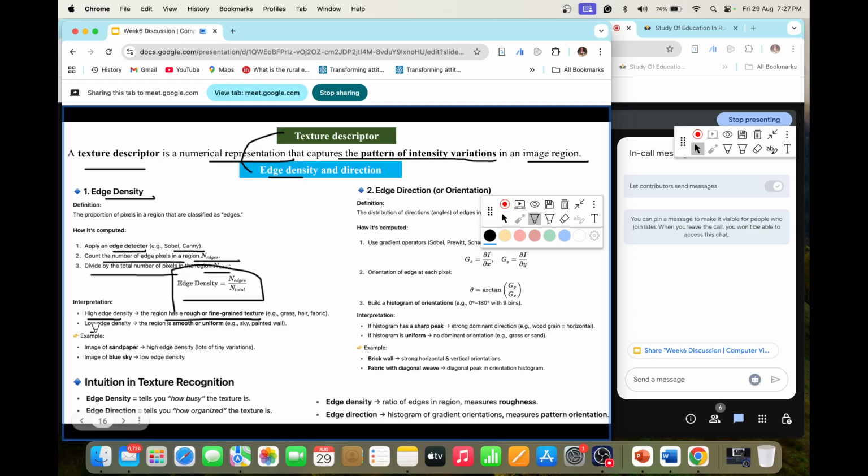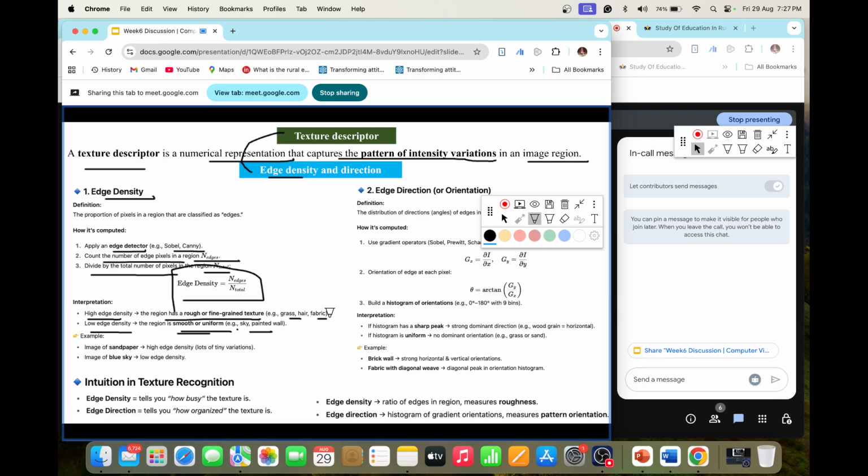What does low edge density mean? The region is smooth or uniform. Examples of rough or fine-grained texture are grass, hair, fabric, etc. Low edge density regions are smooth or uniform, like sky or a painted wall. So by edge density alone we can say whether it is a high edge density or a low edge density image.